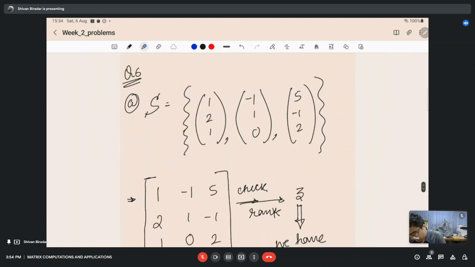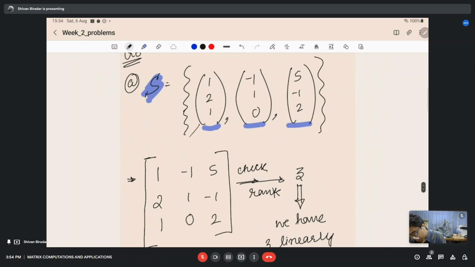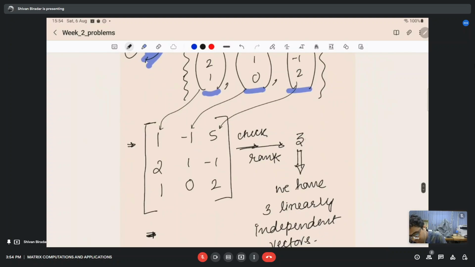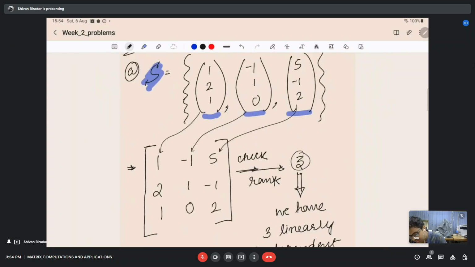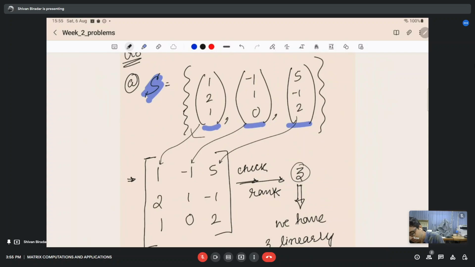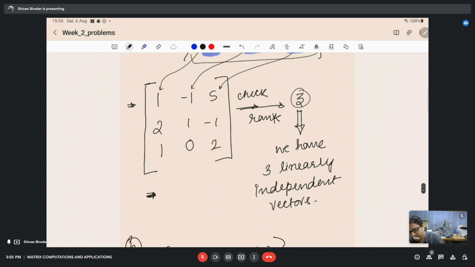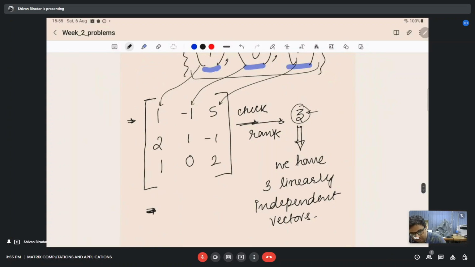So I have this set S which has three vectors. I'll form a matrix using these vectors. I'll place all these vectors as column vectors. I'll check the rank. If the rank is 3, then that means that we have three linearly independent vectors here. So if you check the rank, I'll get 3, which means that this is a linearly independent set.